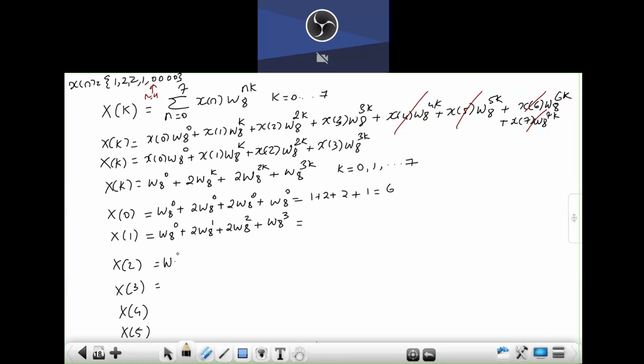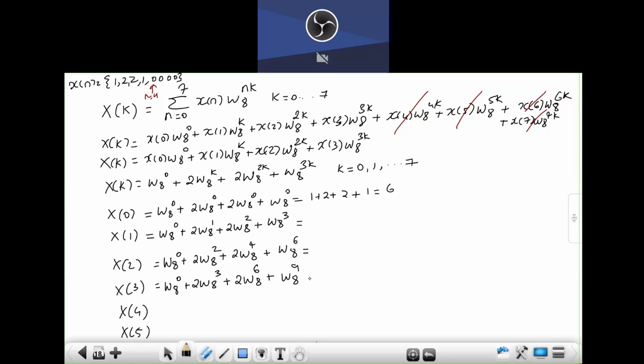Okay, in the next, what happens? This is W8 power 0 plus 2 W8 power 2 plus 2 W8 power 4 plus W8 power 3 into 2, that is 6. This will be W8 power 0 plus 2 W8 power 3 plus 2 W8 power 2 into 3, that is 6, plus W8 power 3 into 3, 9.